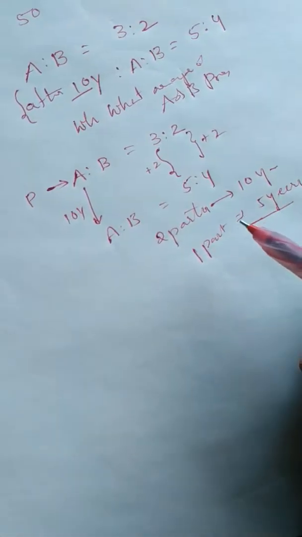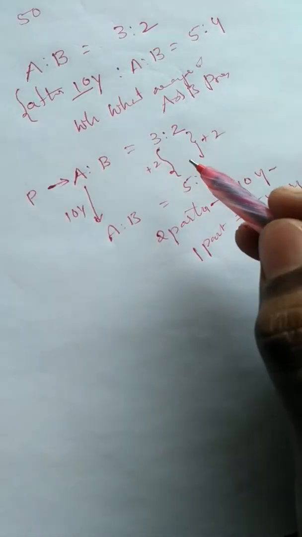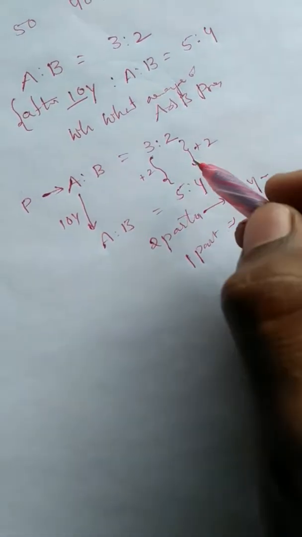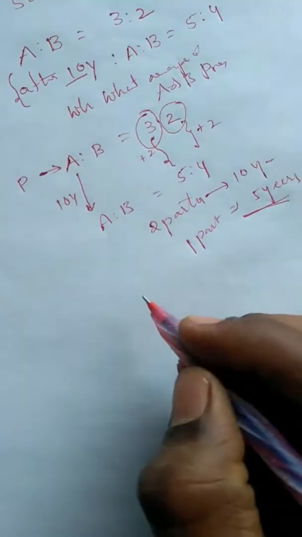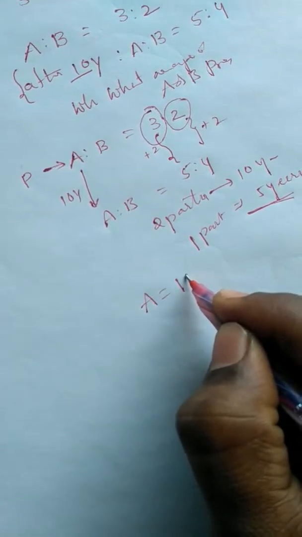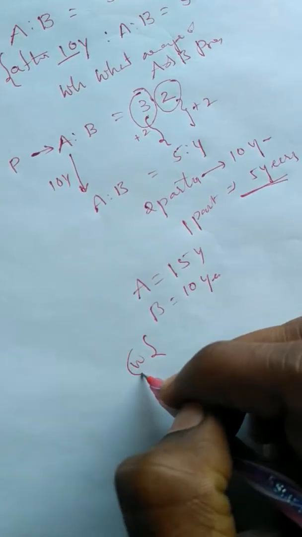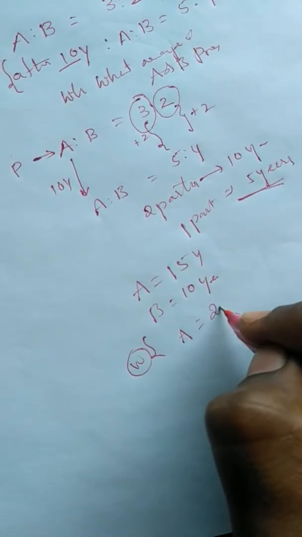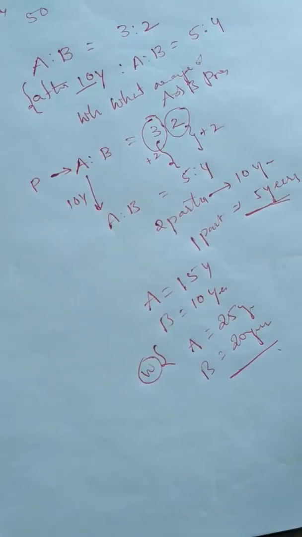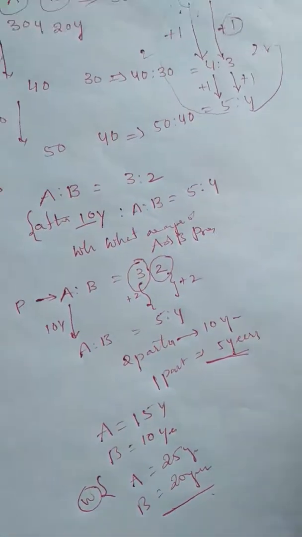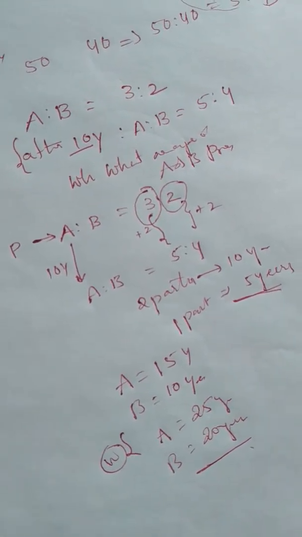So what he asked is the present ages of A and B. One part is 5 years. How many parts does A have? 3 parts, and B has 2 parts. So the present age of A is 15 years and B is 10 years. If he asks after 10 years, the age of A is 25 years and B is 20 years. So guys, this is the shortcut method. You can complete it very quickly without using a pen and paper.